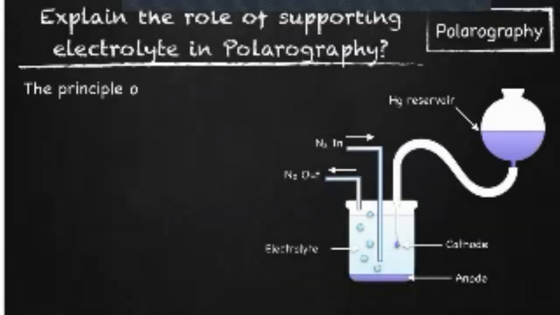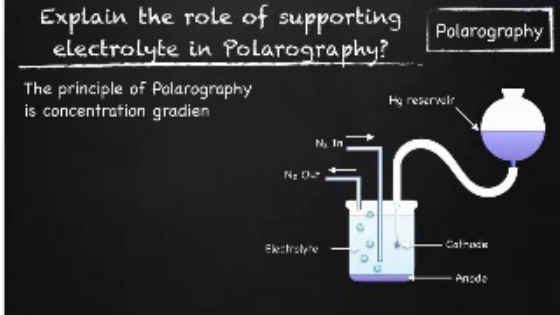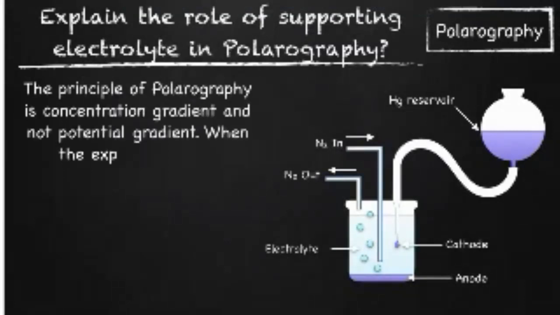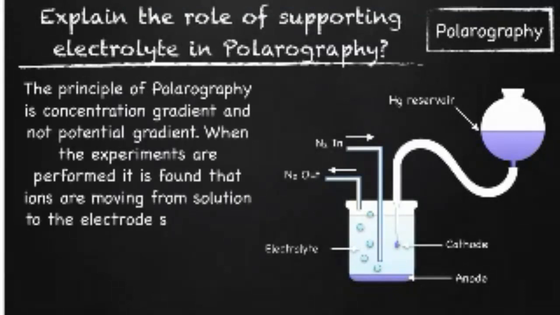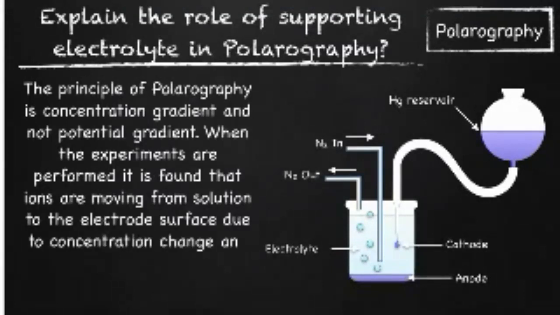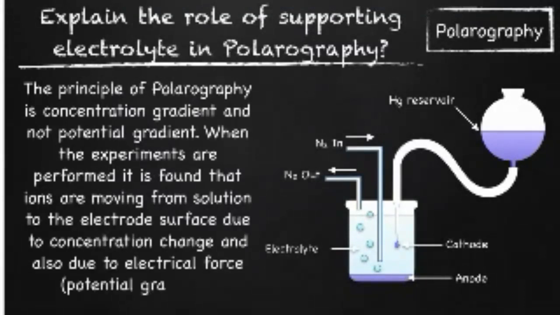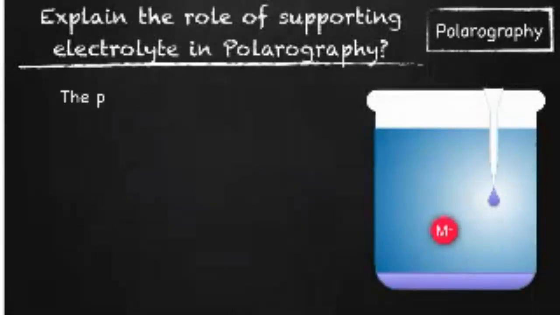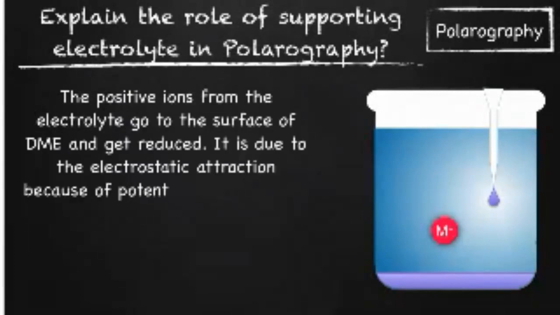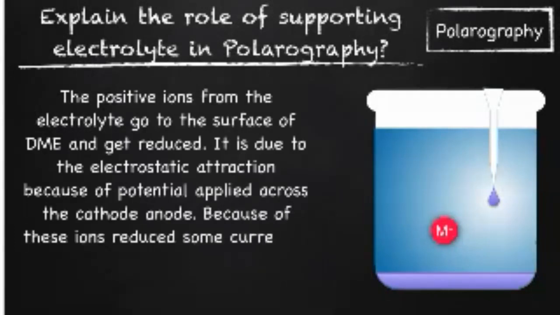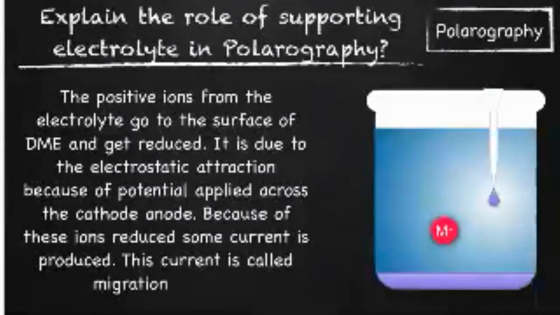The principle of polarography is concentration gradient and not the potential gradient. When the experiments are performed, it is found that ions move from the solution to the electrode surface due to concentration change and also due to electrical force, that is, potential gradient. The positive ions from the electrolyte go to the surface of the dropping mercury electrode and get reduced. It is due to the electrostatic attraction because of the potential applied across cathode and anode. Because of these ions being reduced, some current is produced. This current is called migration current.